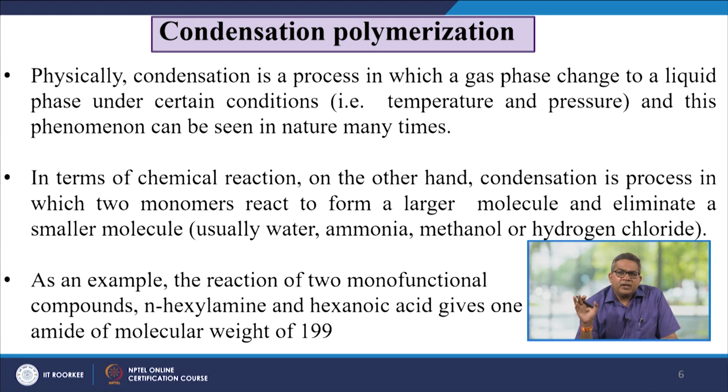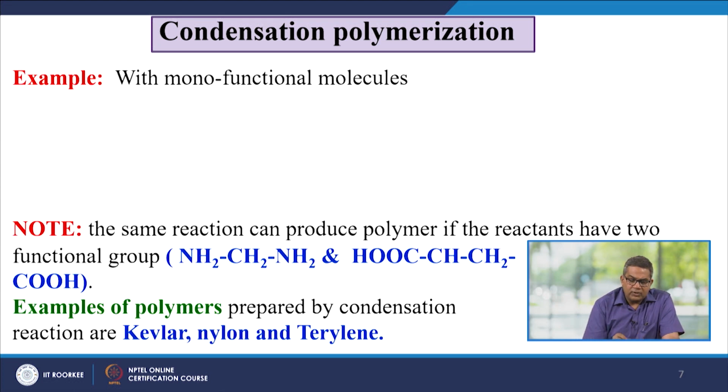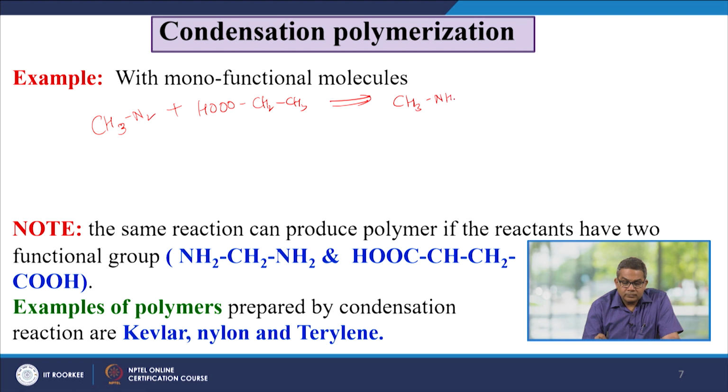As an example, the reaction of two monofunctional compounds, N-hexylamine and hexanoic acid. This gives an amide of molecular weight 199. Let us take these monofunctional molecules. Here CH3 and 2, this is the amine, then H, the acid, this gives the amide, and this water is being eliminated.